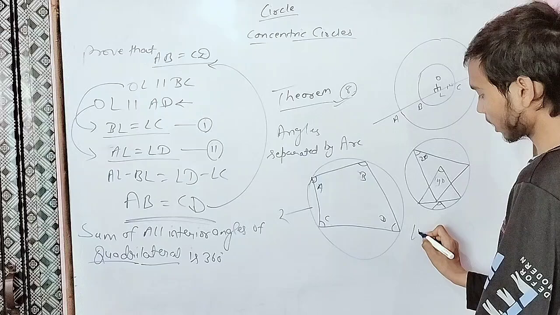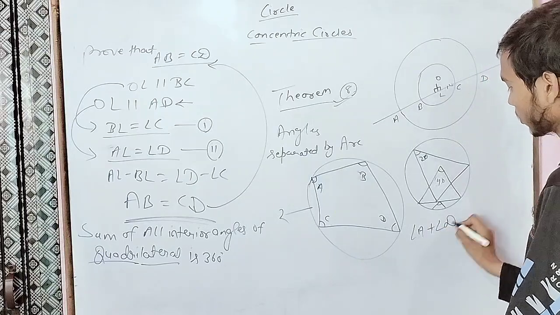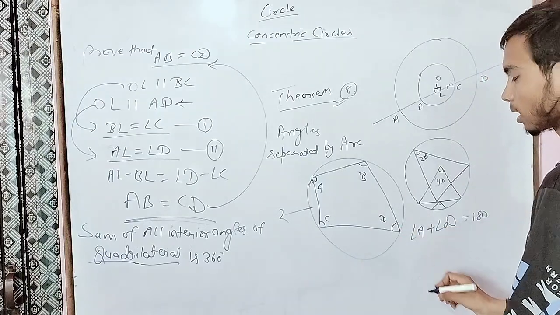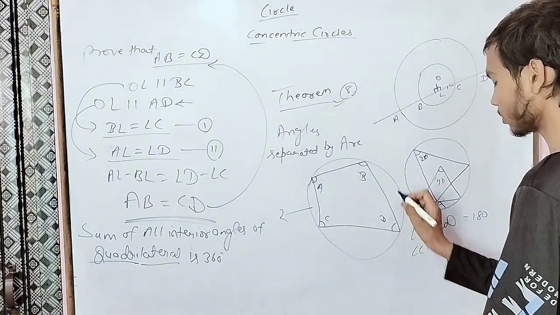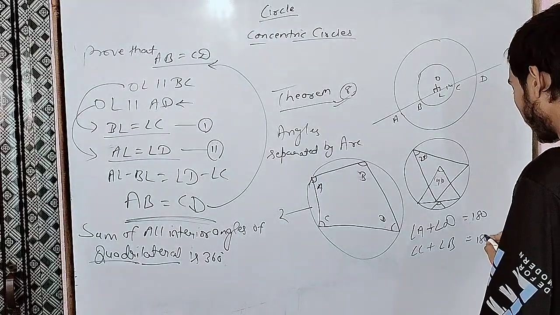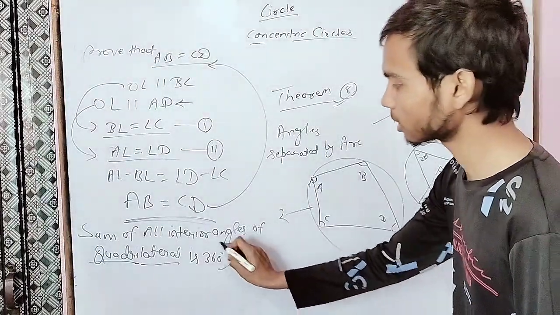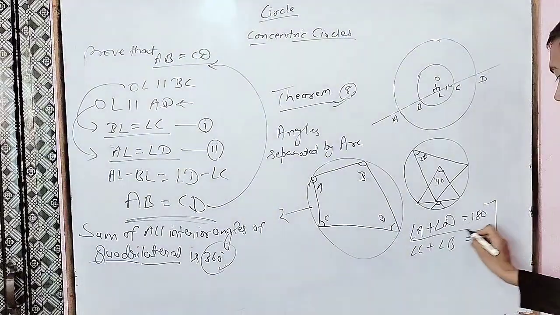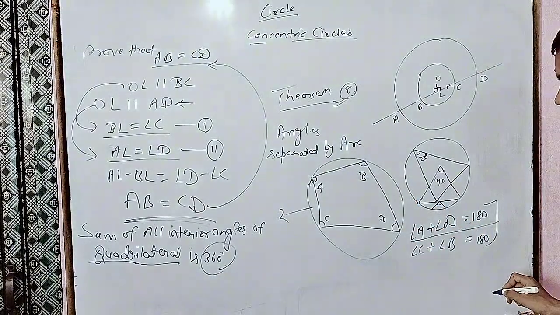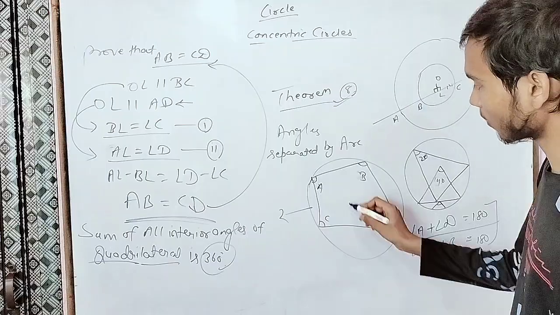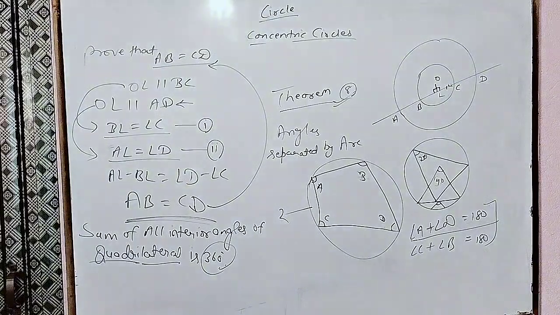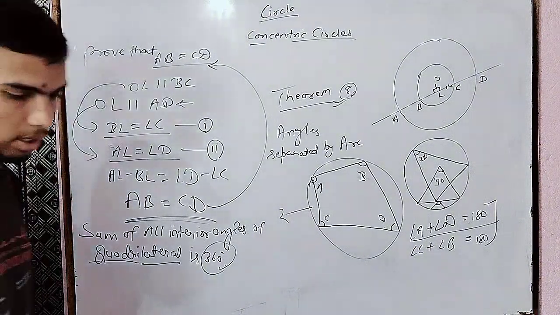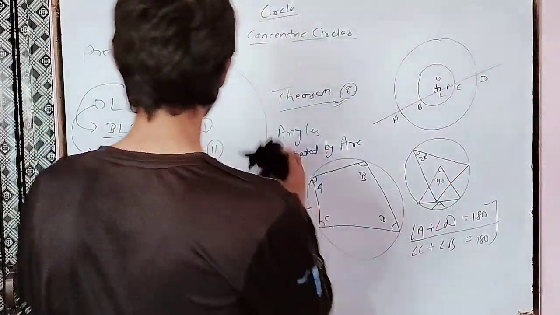You can write angle A plus angle D will form 180 degrees. It will happen in the shape of a quadrilateral. So angle C plus angle B will become 180 degrees, and the sum of both will become 360 degrees. Otherwise you can say alternate interior angles. Now we have a question where we have to find an angle. We have questions based on this.